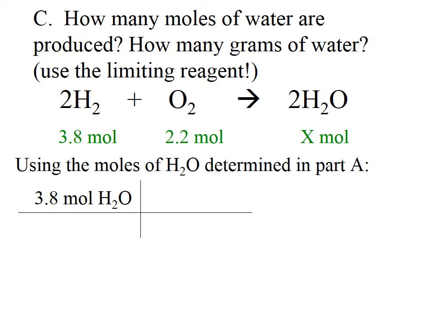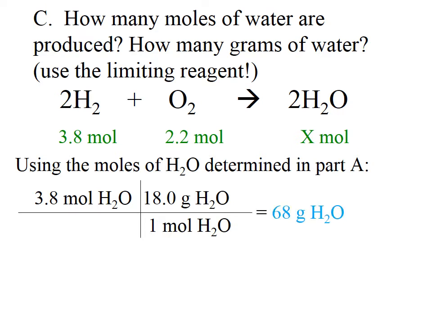So we already did this from part A. We identified our moles of water already, which is 3.8. So now we go from moles to grams. So we multiply by the formula mass of water, and that will give us 68 grams.